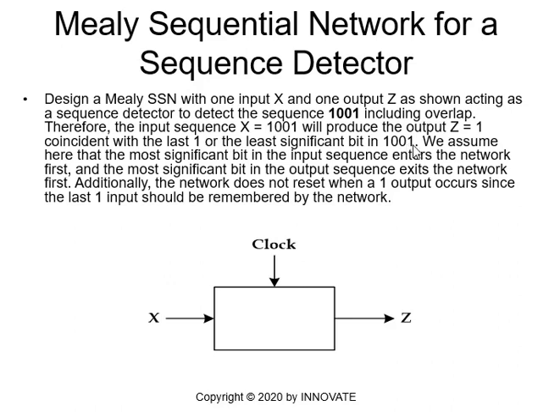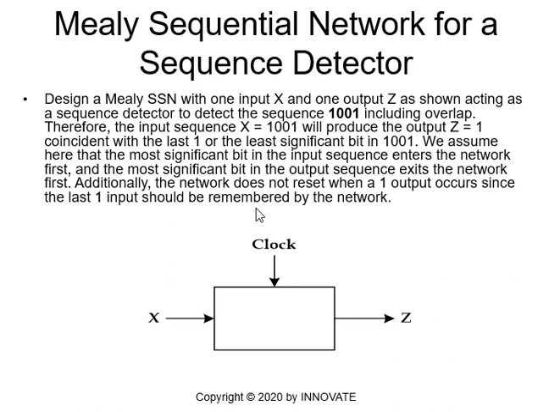Why so? We assume here that the most significant bit in the input sequence enters the network first, and the most significant bit in the output sequence exits the network first. Additionally, the network does not reset when a 1 output occurs, since the last 1 input should be remembered by the network. So the network will not reset. Okay. So we know now the conditions of the machine, and we have the full statement.